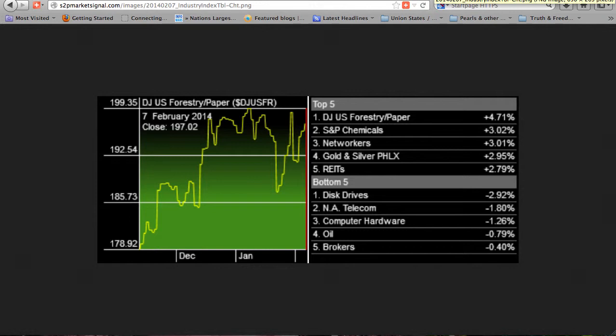Computer hardware has left the top 5 and entered the bottom 5. Oil services has left the bottom 5. Gold and silver has re-entered the top 5.